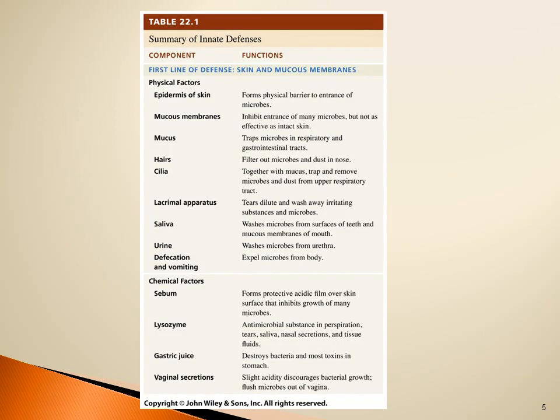Here we can see a summary of the innate defenses. We can see that the epidermis of the skin forms a physical barrier, the mucous membrane acts as a barrier, the mucus traps microbes, hair will filter out microbes and dust in the nose, and so on. In addition to the physical factors, there are also chemical factors like sebum that is produced from the sebaceous glands, lysozyme that is present in saliva and tears, the gastric juice, and the vaginal secretions.